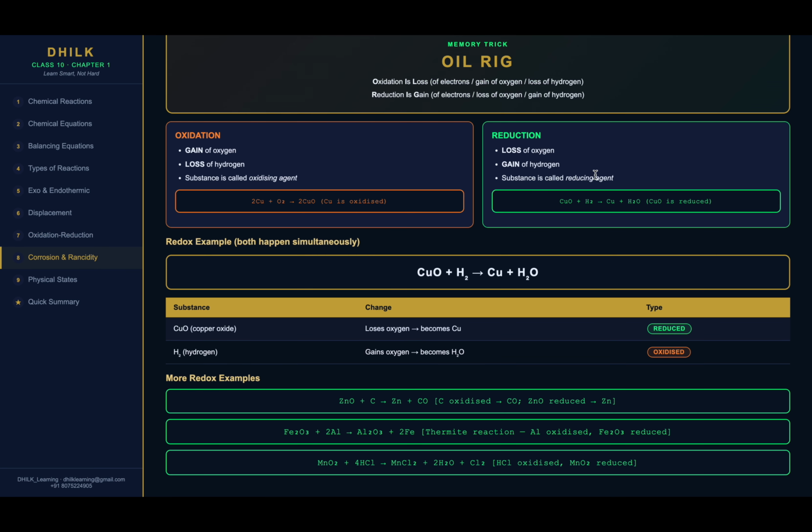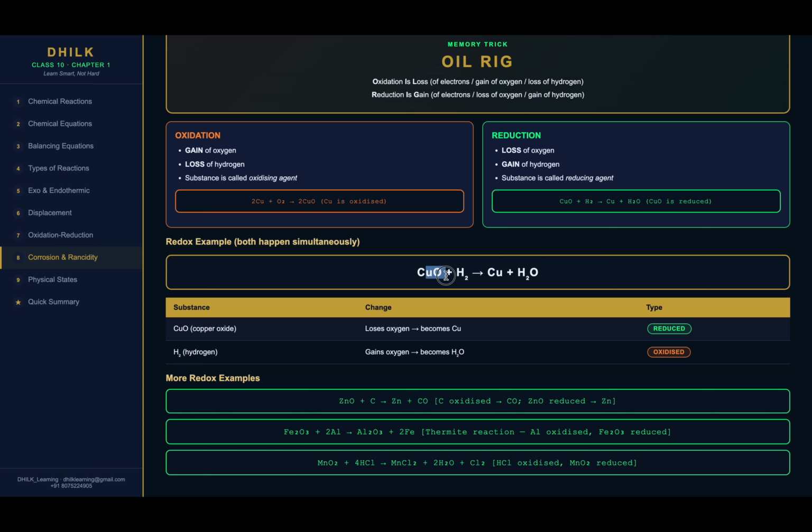Okay, so now we know what oxidation is and what reduction is, and we know that the reaction in which both oxidation and reduction happen together is known as a redox reaction. And now we can see one example for that. Copper oxide plus H2 gives copper plus H2O. In this reaction, what is happening? Copper oxide is reacting with H2 and forms copper plus H2O.